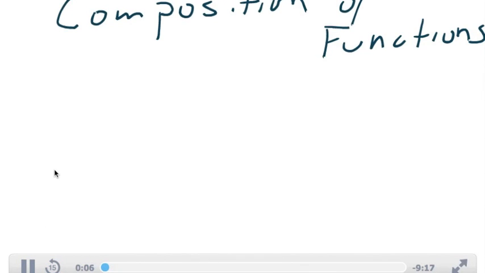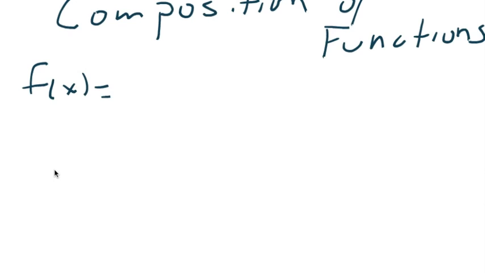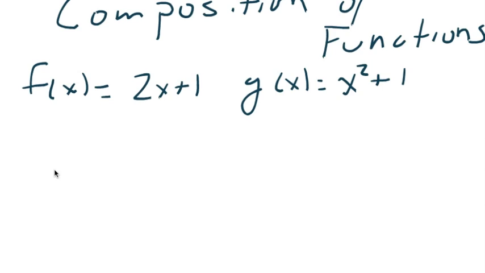This video goes along with Topic 7, Objective 4. In this context, composition of functions just means combining functions in order. So, for example, if we had a function f of x is equal to 2x plus 1, and g of x, a second function, is x squared plus 1, well, we can evaluate those pretty easily.